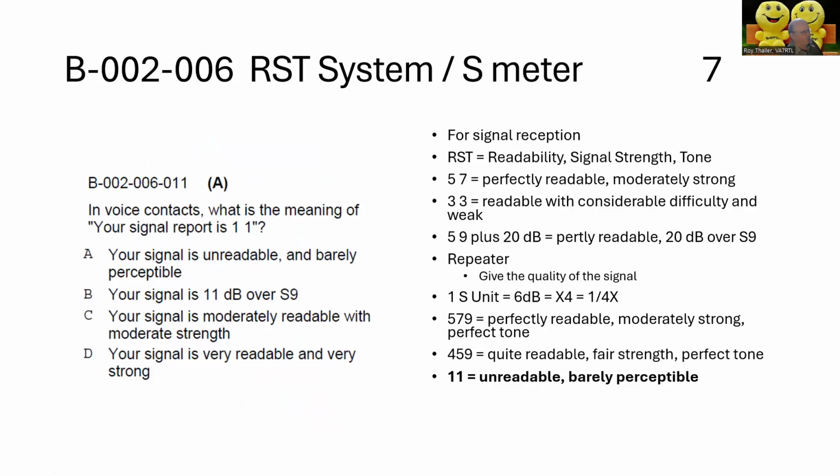In a voice contact, what is the meaning of your signal report is 1-1? So that's at the bottom end of the scale. Your signal is unreadable and barely perceivable. You're hearing something, but you can't read what they're actually saying.